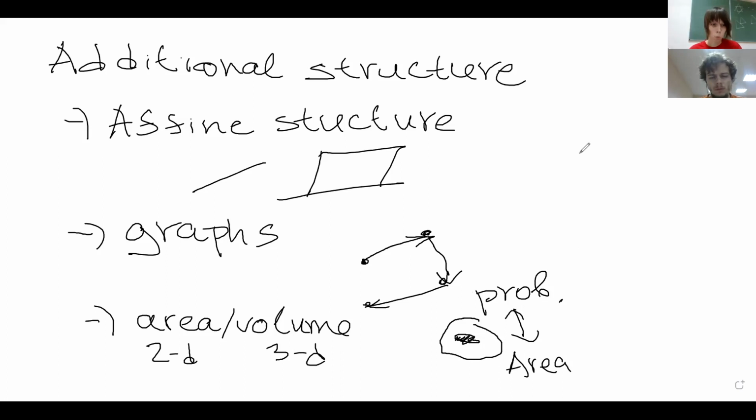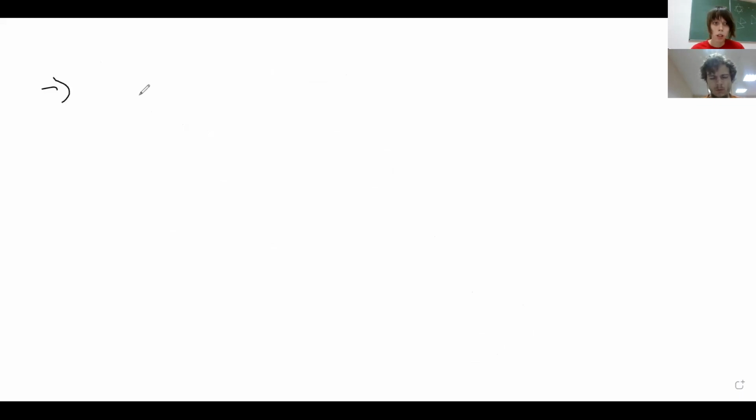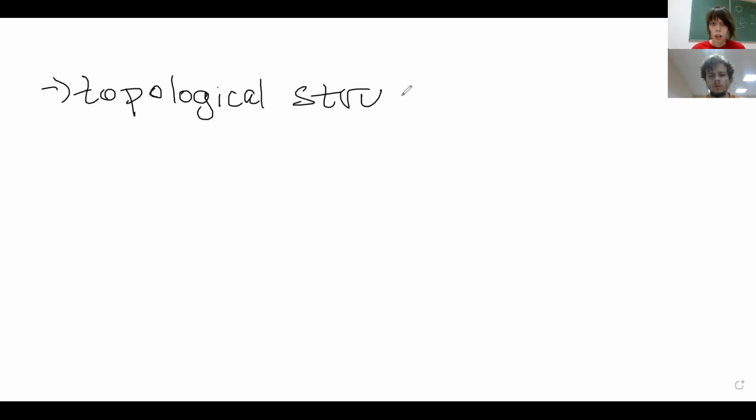And the fourth very important type of structure is topological structure. We don't have such problems in part 1, the problems before the semifinal, but there will be problems requiring the use of topological structures in part 2, the problems after the semifinal. So I guess we'll talk about it in more detail a bit later.